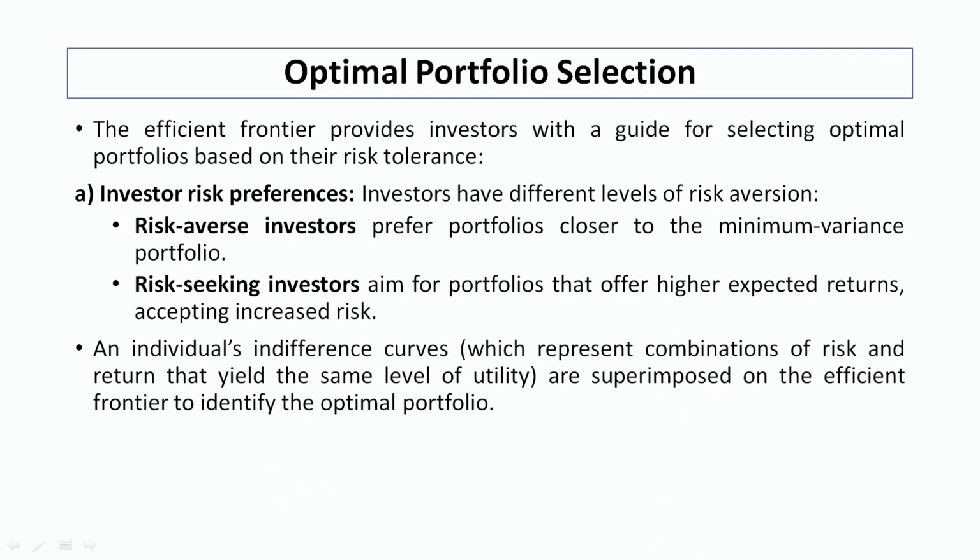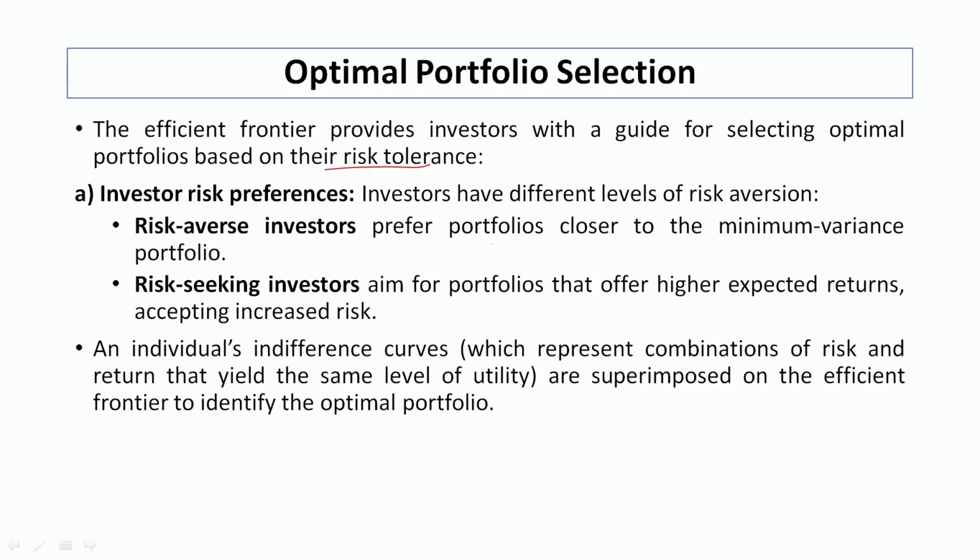So the efficient frontier provides investors with a guide for selecting the optimum portfolio based on their risk tolerance. I have already mentioned that on the basis of risk tolerance only we are going to calculate how much risk we are going to take and how much expected return we expect from a particular portfolio. So first is investor risk preference. We can classify it into two categories, that is risk averse and risk taker investors.